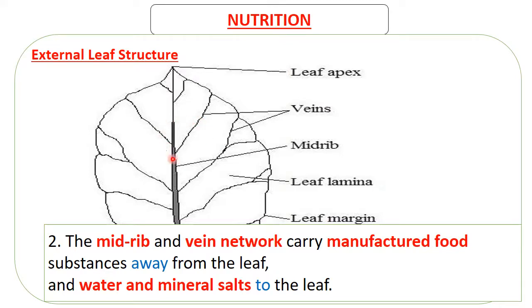Remember, photosynthesis occurs in the leaf. So once food is made during the process of photosynthesis, the food is carried away using the midrib and the network of veins.